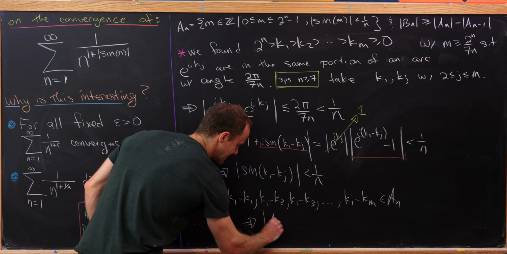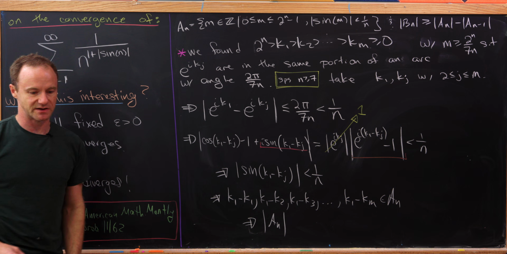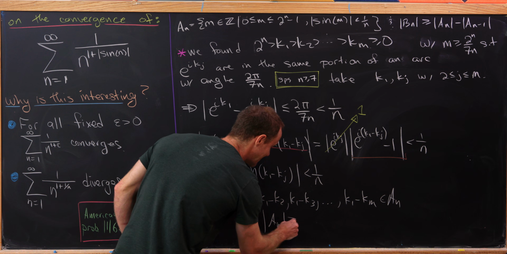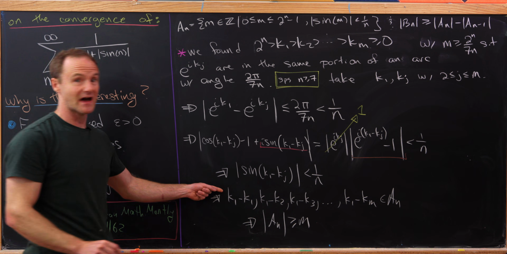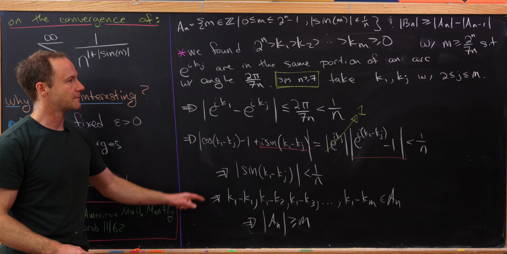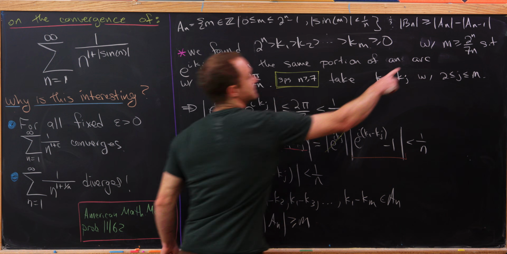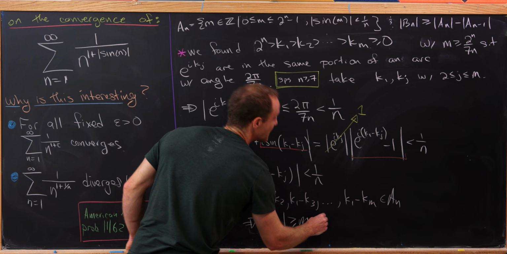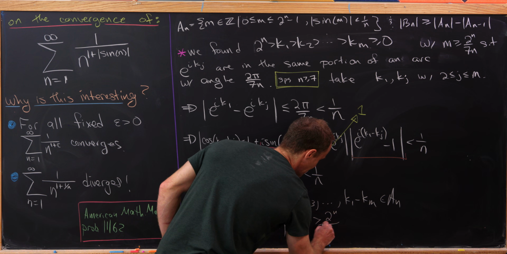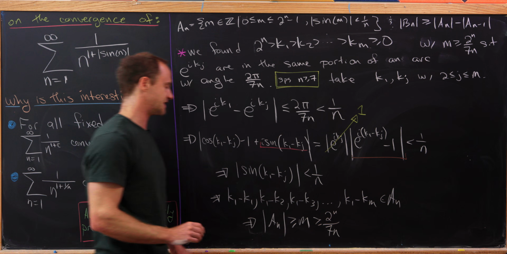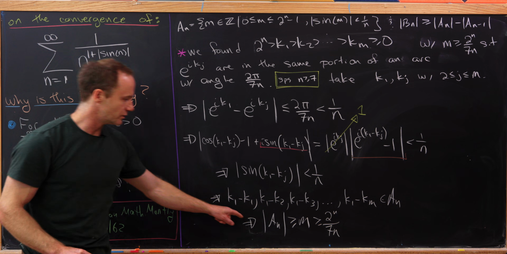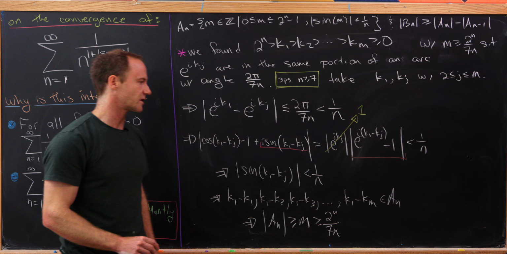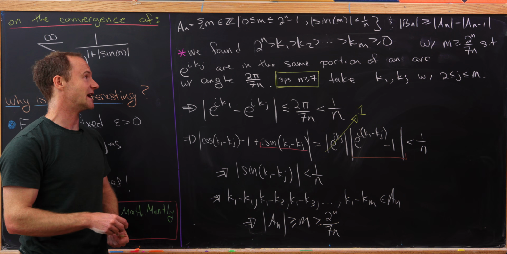But what does that tell us? That tells us that the size of A_n is at least m, because we found m elements right here. But our m is bigger than or equal to that 2 to the n over 7 times n. So there we've done it. We found some sort of estimate for the size of A_n.